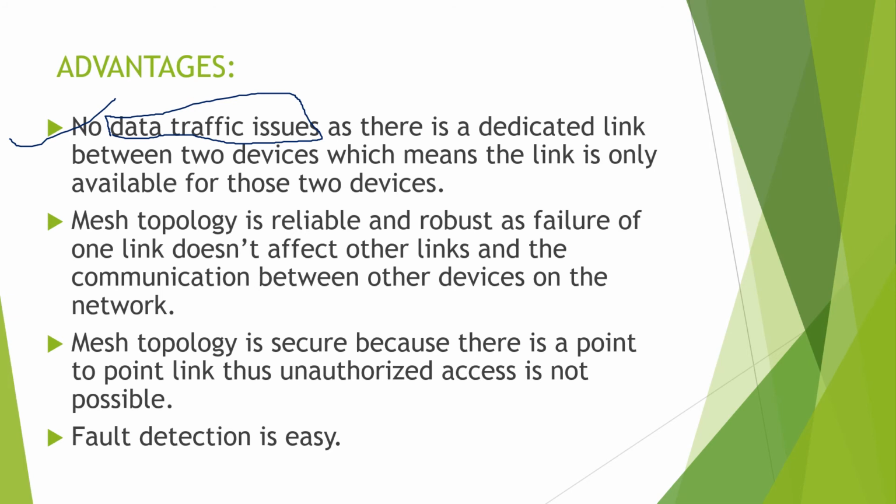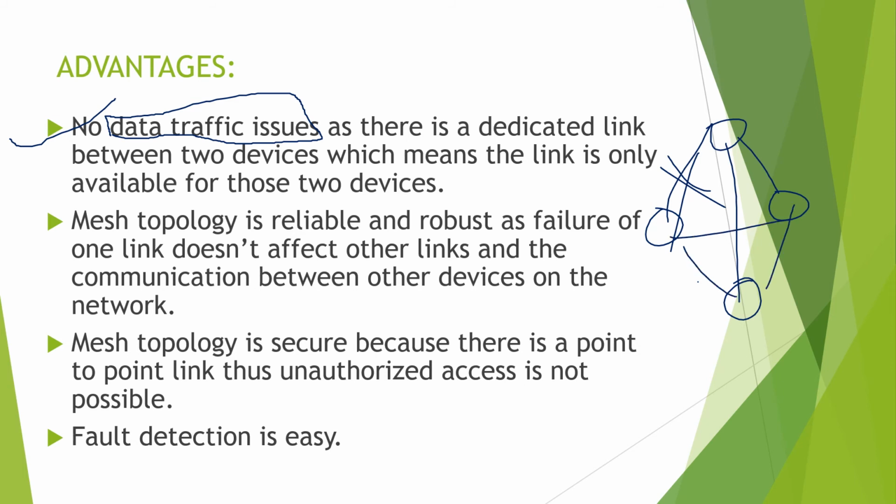In a network, if any one link fails, it doesn't affect any other links. So it is reliable. This is an advantage of mesh topology. Another point, mesh topology is secure. The data is secure because there are no intermediate points or intermediate nodes in the connection between two devices. So there is no loss and no access to anyone. This is another advantage.